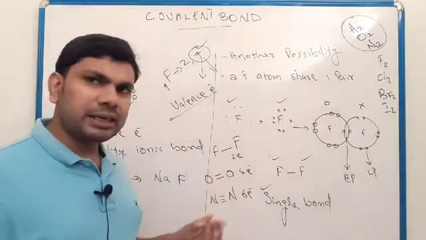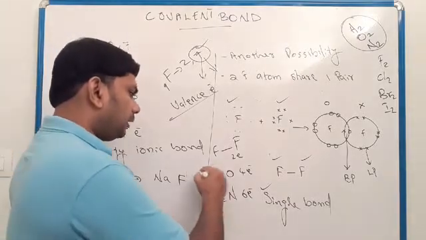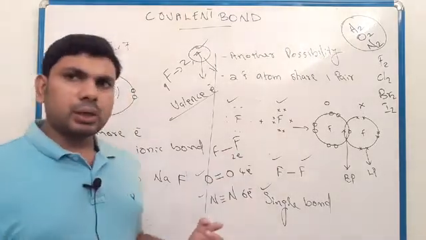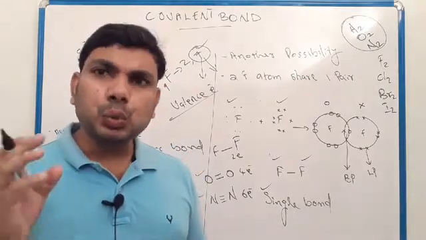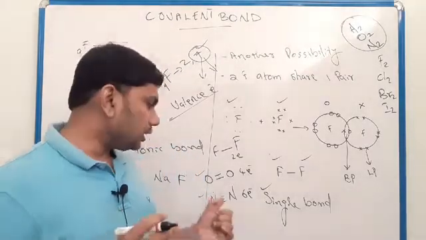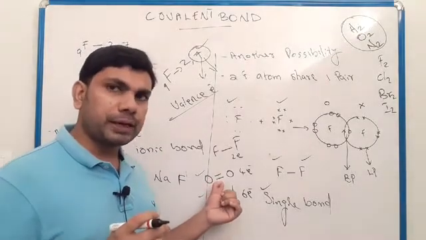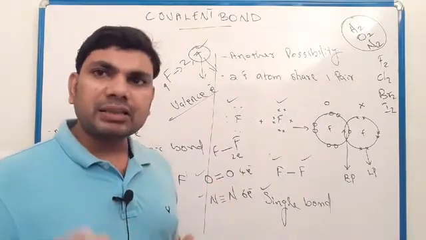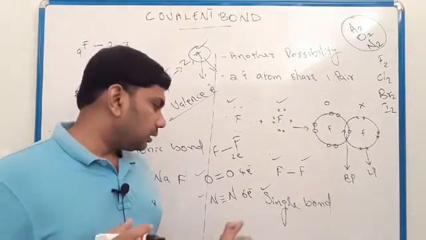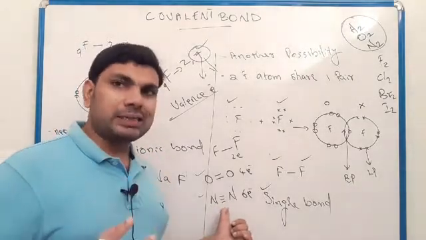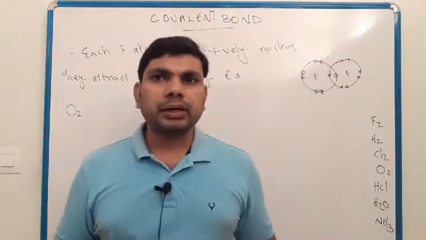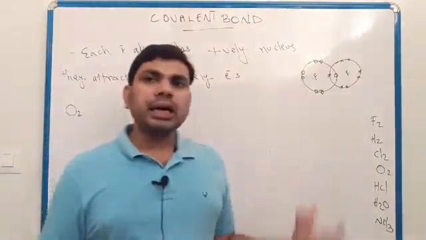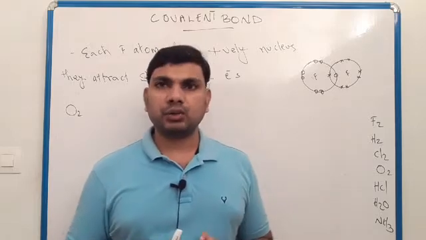Later, in the oxygen case, I will give you an example. Just understand, if two atoms share two pairs of electrons, it will be a double bond, two lines. If they share three pairs of electrons, it is a triple bond, three lines. Clear? Okay, so here we discussed two fluorine atoms sharing one pair of electrons.